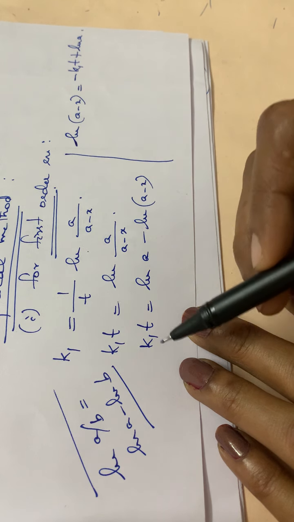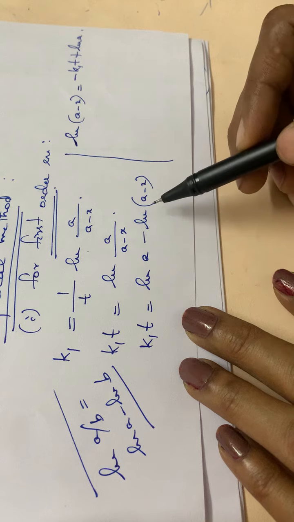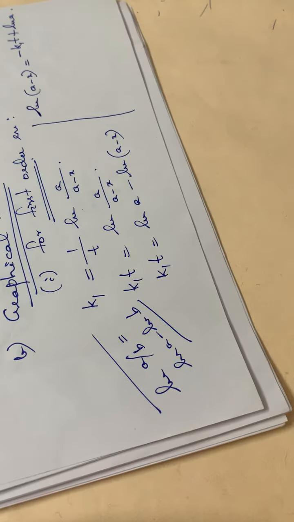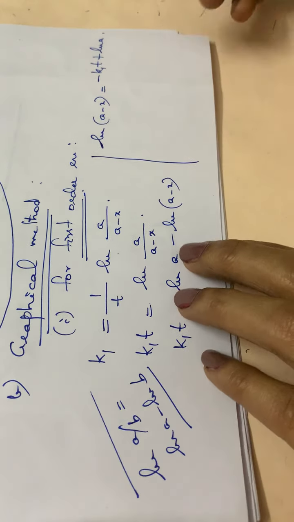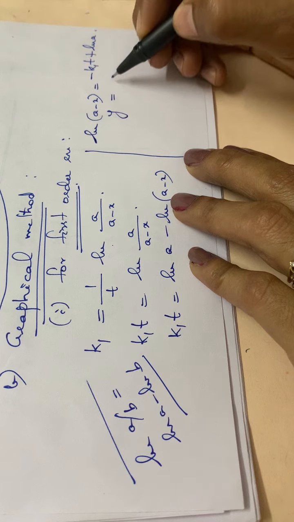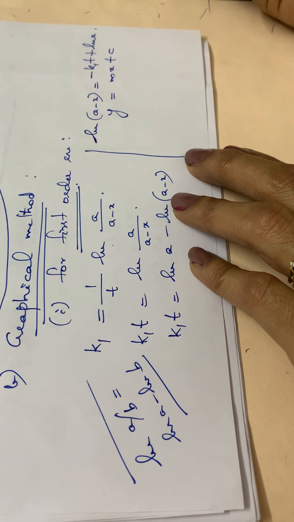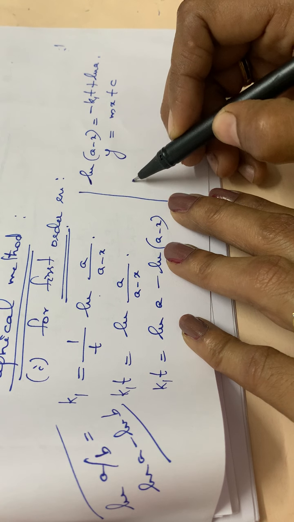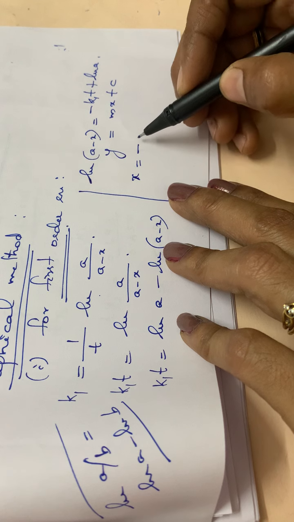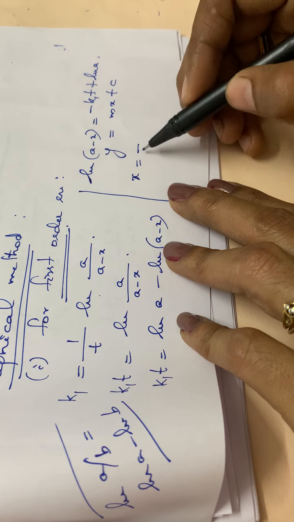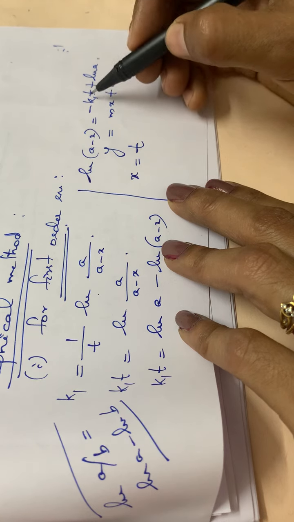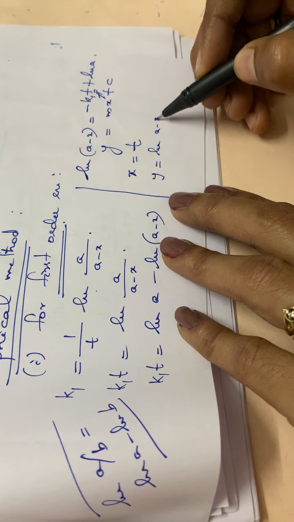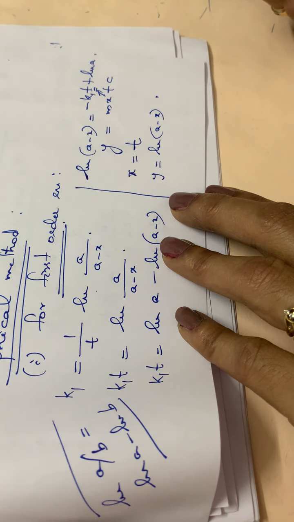See, this minus ln (A minus x) will be taken to the left side, then K1T will be coming to the right side. So it becomes minus K1T plus ln A. Okay, so the next step is, see, this is the equation for a straight line in the form of y is equal to mx plus c, isn't it? Here x is equal to t, and y is equal to ln (A minus x).